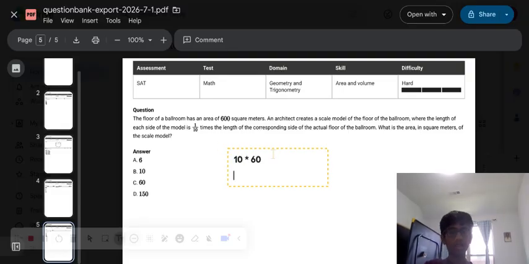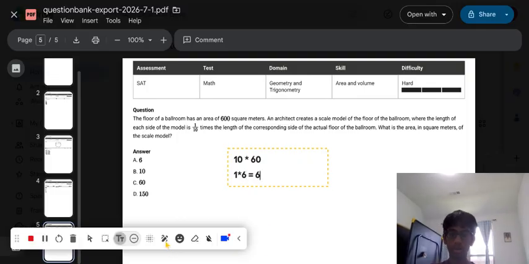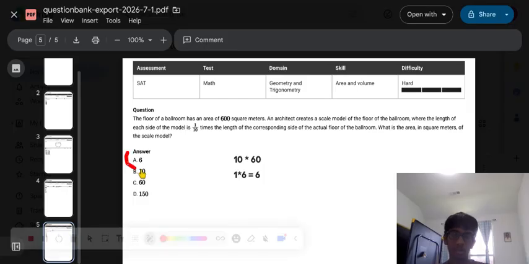So 10 divided by 10 is 1. And 60 divided by 10 is 6. So this will have a length of 6 for our area of the square model. That's how you solve some of these area and volume problems.